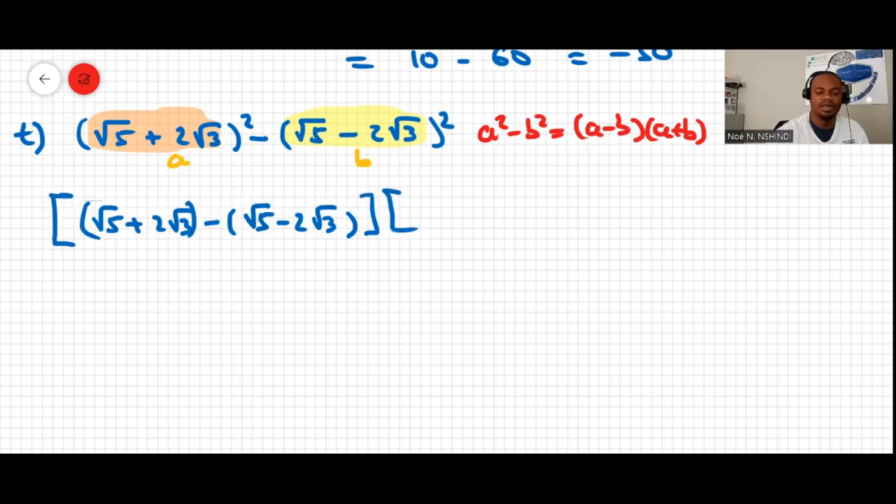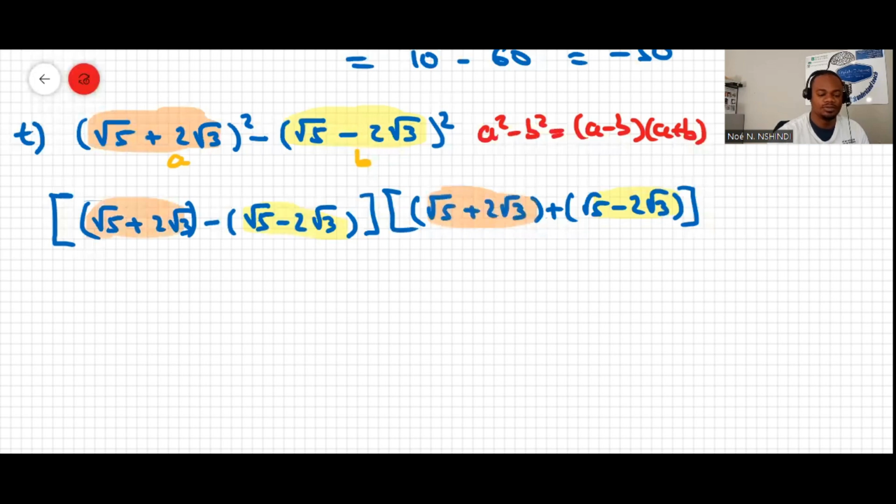Multiply by A plus B, so it's like root 5 plus 2 root 3 plus root 5 minus 2 root 3. So this is B, this is B, and that is A, and that is also A. So you see, A minus B, and then the A plus B.